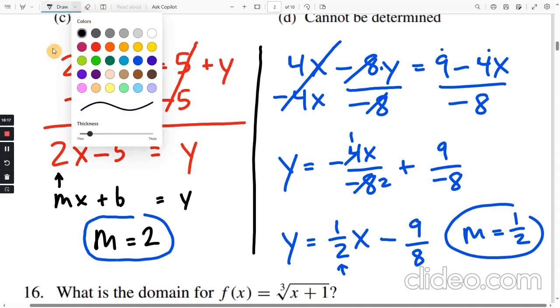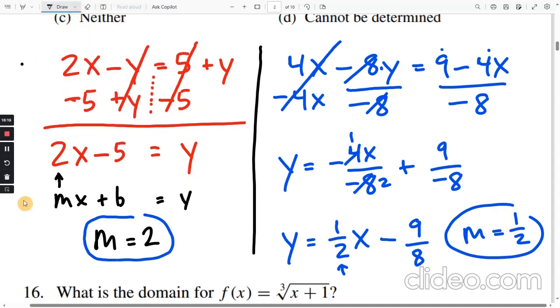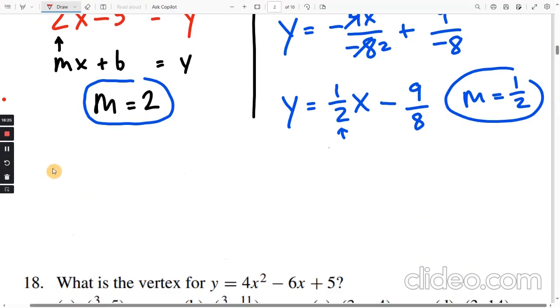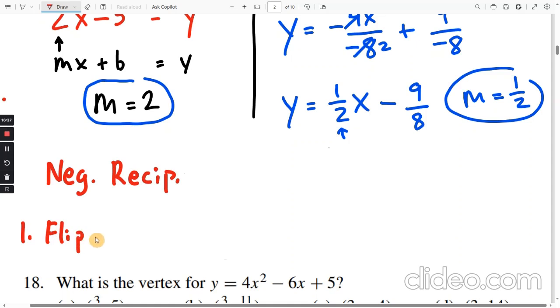Let me see here. All right, I can see already it's going to be neither, but just for your information, you want to take the negative reciprocal of one of the slopes. All right, remember there's 2 steps. You want to flip it, which means take the reciprocal. And the second step is to change the plus minus sign.